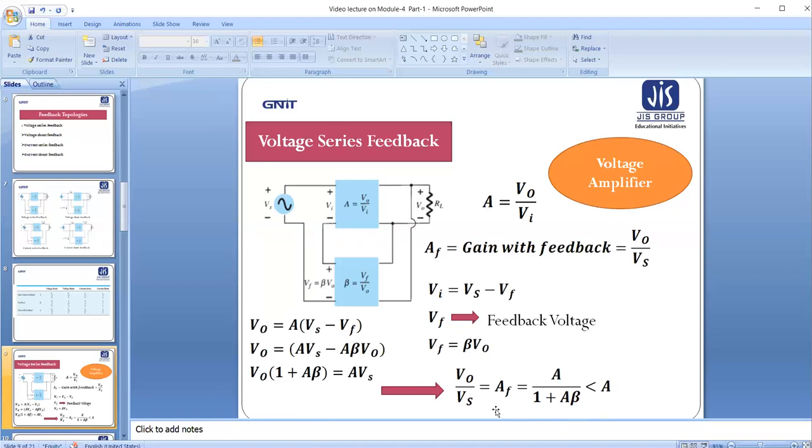Now if we see the two expressions, obviously AF is lower than A, because A beta is added with 1. So the denominator will be higher than the numerator, and AF will be lower than A. So what we have learned is that using the voltage series negative feedback, the voltage gain is decreased.